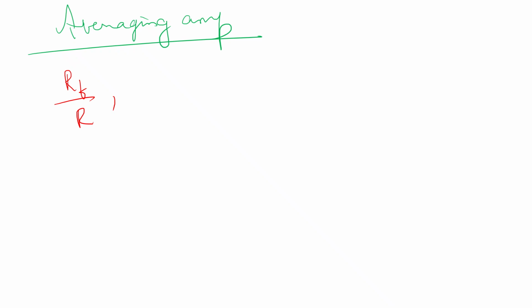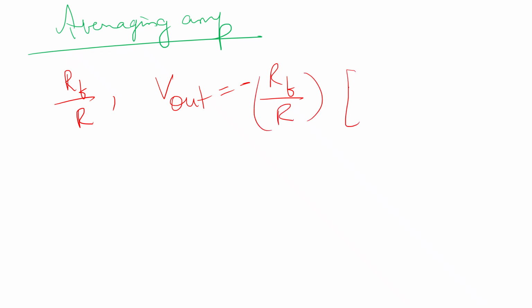The general expression for the output of an averaging amplifier is, we can also calculate the average. So V out is equal to minus RF by R into V1 plus V2 plus etc., up to n input voltages. Averaging is done by setting the ratio RF by R equal to the reciprocal of the number of inputs, that is RF by R is equal to 1 by n.